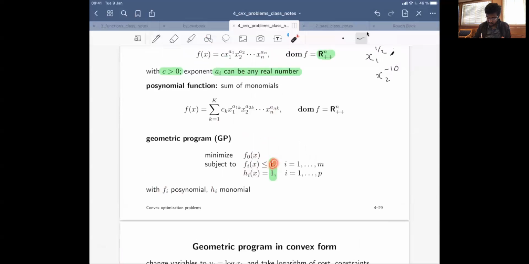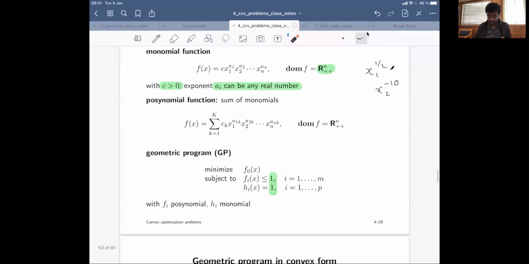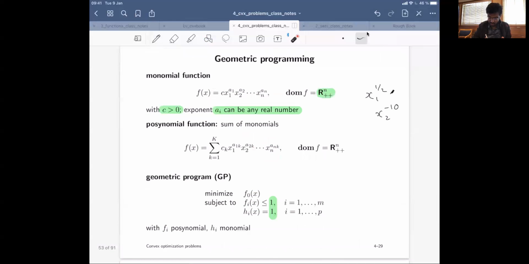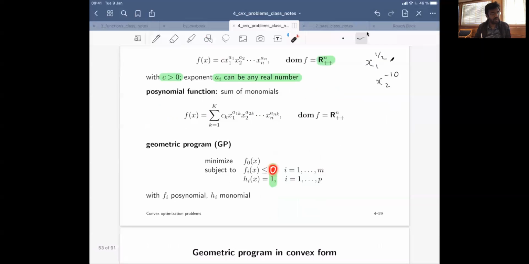because it doesn't make sense to put 0 here. That would mean f_i(x) is less than or equal to 0, but f_i(x) cannot be negative, because for this particular definition of monomial function, we assume that c_i is positive and the x's are also positive. So if you make it 0 here, then it is not feasible. You don't find a single point that satisfies this. So the way this is defined is we just put a 1 there. So this is called a GP.